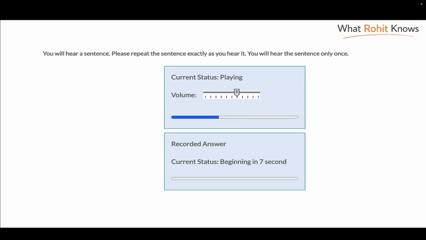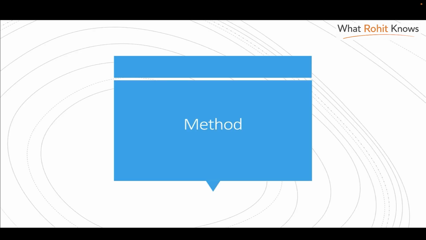You have to keep your eye on the progress bars and the timer in both these boxes. When the microphone opens, you have to start speaking immediately after that. Let's look at the method to use for this. Quite simple. This is a simple question type. The main thing is when you listen attentively and you try to understand.